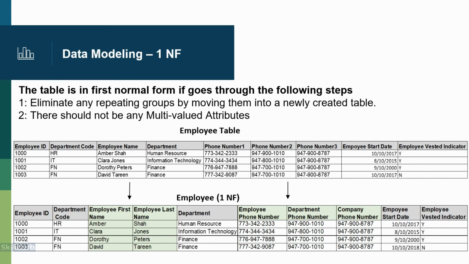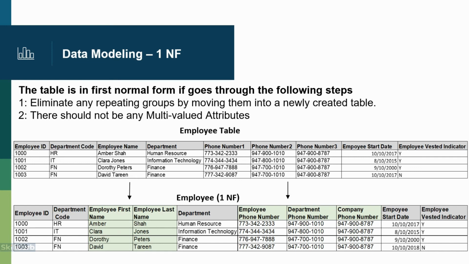Let's take a look at the employees table. If you look at the employee name, we have first name and last name in one column. That's our first candidate, as we should not have any multi-valued attribute. So what we do in the first normal form is split the employee name into first name and last name to take care of the multi-valued attribute.